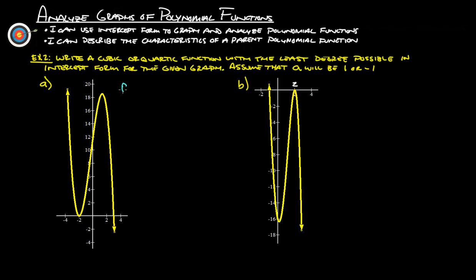So let's do, say, f of x equals, and we can start off by seeing which direction this ends up going. It ends up going down, so it's going to be negative. And then we can simply figure out what the x-intercepts are, right?